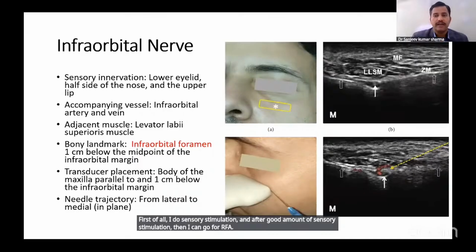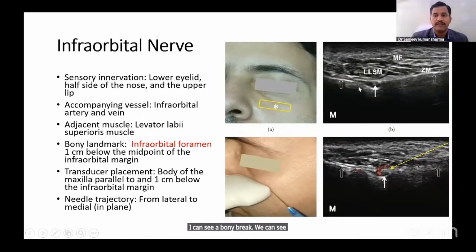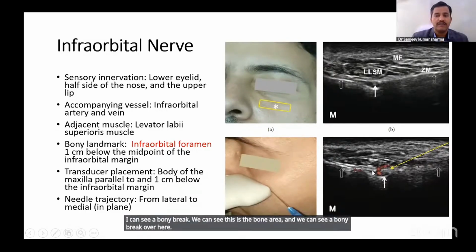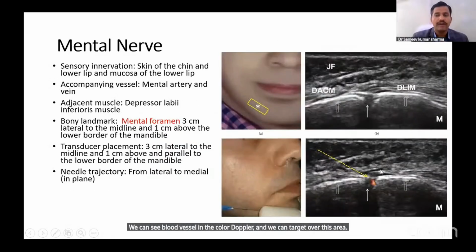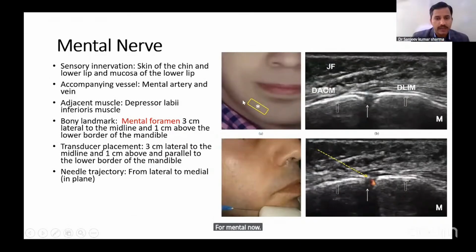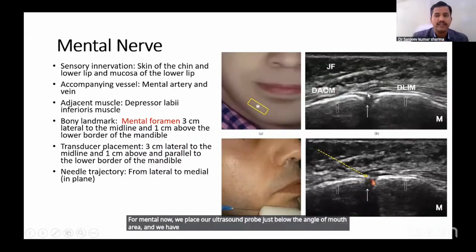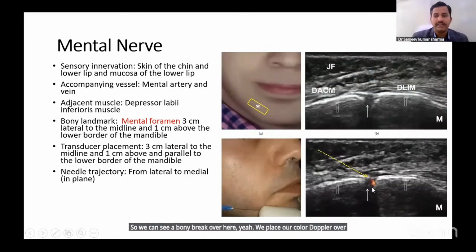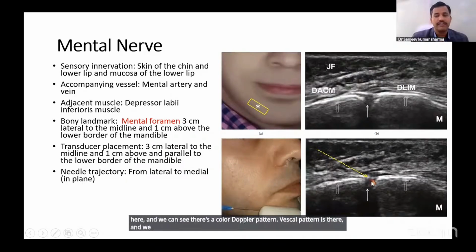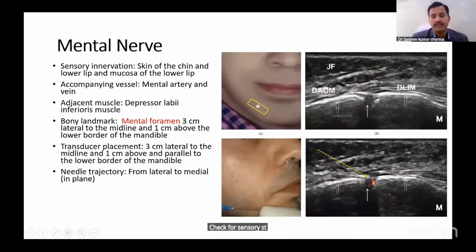For the infraorbital nerve, I place my ultrasound probe just below the eye over the cheek area. I can see a bony break. This is the bone area and we can see a bony break over here. We can see the blood vessel in the color Doppler and we can target this area. For the mental nerve, we place our ultrasound probe just below the angle of the mouth and we have to find the bony break. We can see a bony break over here. We place our color Doppler and we can see the vascular pattern. Then we can place our needle, check for sensory stimulation, and go for the RFA.